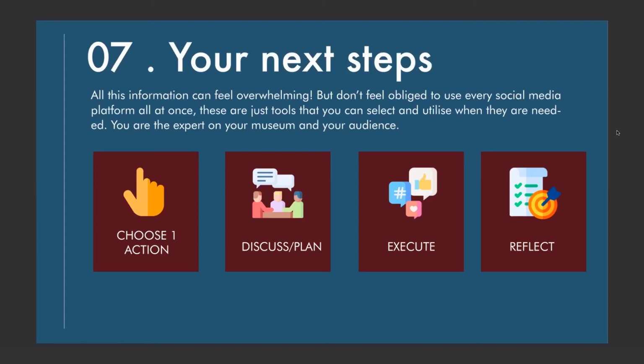Then I would suggest discussing and planning with your colleagues or your fellow volunteers. What do they think of it? Can you share the workload? How are you going to make this one step happen? Next is execute. Come up with a plan. We're going to try and do one extra post a week for the next 4 weeks. Give it a go. And then the last step is reflect.